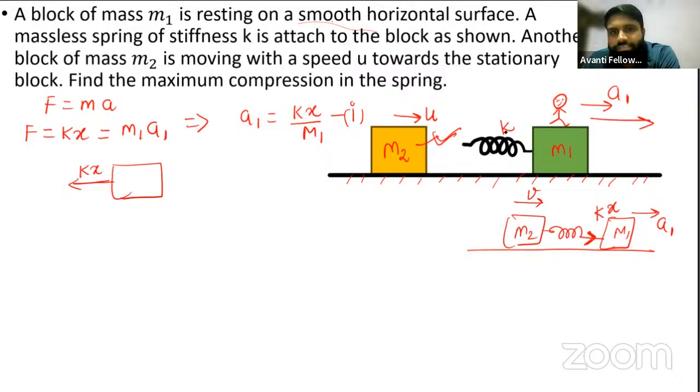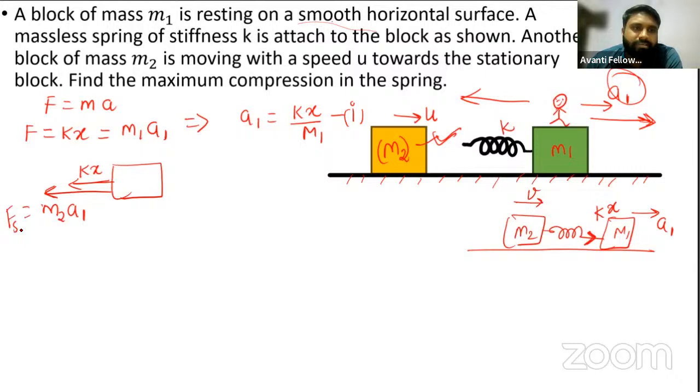So the frame is moving in this direction, so the pseudo force will act opposite to that, which means the pseudo force will also act in this direction. It is equal to the mass of the system multiplied by the inertial acceleration of the frame of reference. The frame of reference, meaning the m1 block, is moving with an acceleration of a1. So this pseudo force Fp is equal to m2a1, and this block is M2.